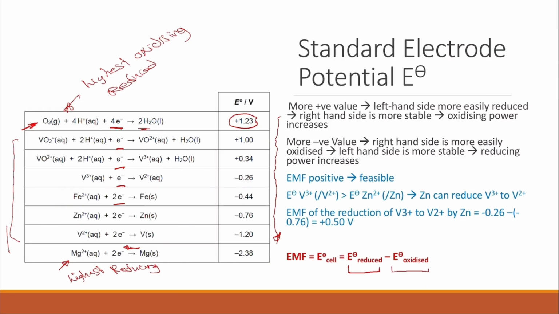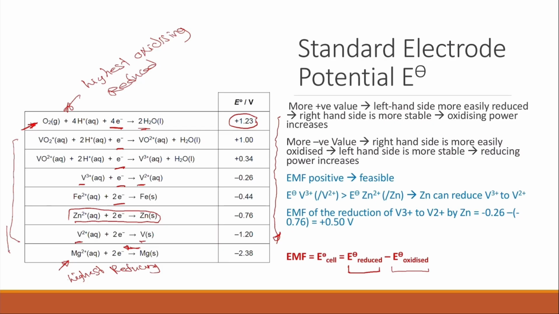Or more generally, you could say that the one that is reduced will have a higher value of the standard electrode potential than the one that is oxidized. So for example, one of the exam questions was asking why zinc can actually be used to reduce vanadium 3 plus to vanadium 2 plus, but cannot reduce vanadium 2 plus to vanadium.